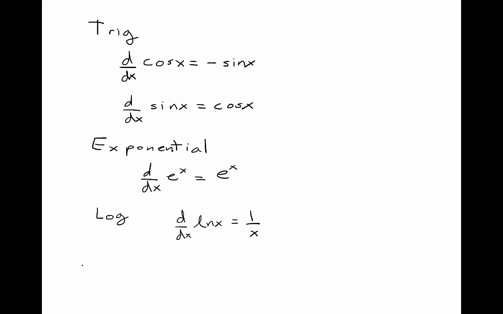Alright, and just one more simple rule. If you're adding functions together, and I'm betting you can figure this out. So if you have the derivative of two functions that are added together, you just add their derivatives together. So let's say we're taking the derivative of cosine x plus x squared. The derivative of that is just the derivative of cosine, so that's minus sine x, plus the derivative of x squared, which is 2x.